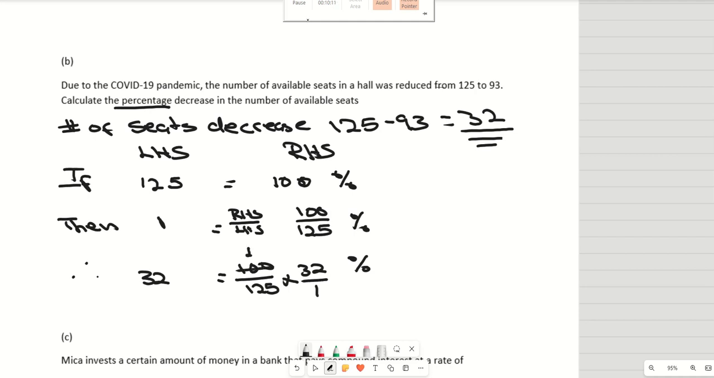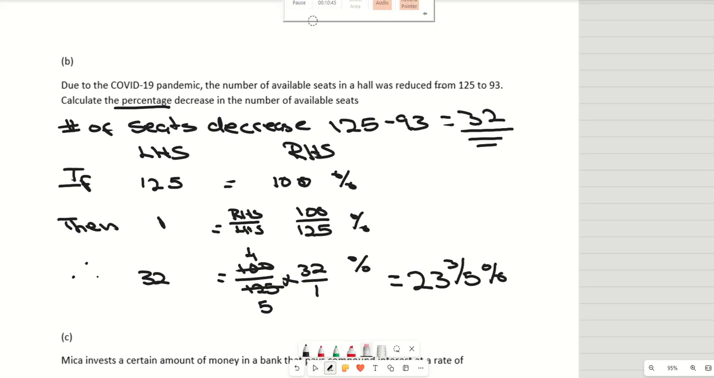25 could go into 100 4 times. 25 could go into 125 5 times, right? So when we put this in our calculator, 4 over 5 multiplied by 32, you are going to get 25 and 3 over 5%. So this is how much percent the seats decrease by, and that is how you would do this question.